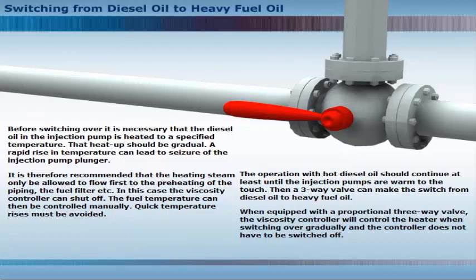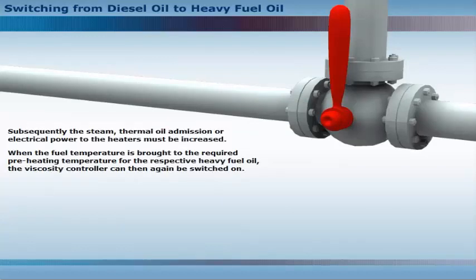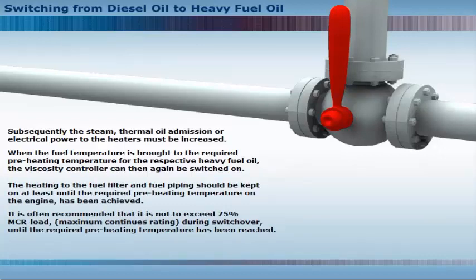When equipped with a proportional three-way valve, the viscosity controller will control the heater when switching over gradually, and the controller does not have to be switched off. Subsequently, the steam, thermal oil admission or electrical power to the heaters must be increased. When the fuel temperature is brought to the required preheating temperature for the respective heavy fuel oil, the viscosity controller can then again be switched on. The heating to the fuel filter and fuel piping should be kept on at least until the required preheating temperature on the engine has been achieved.